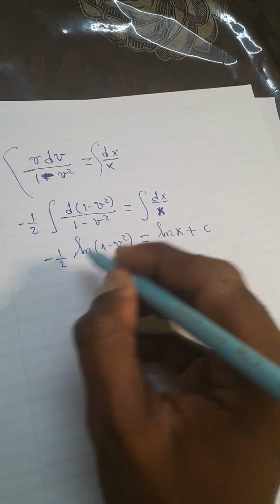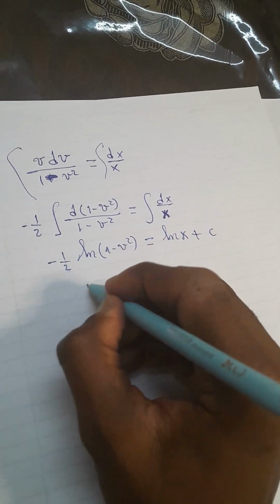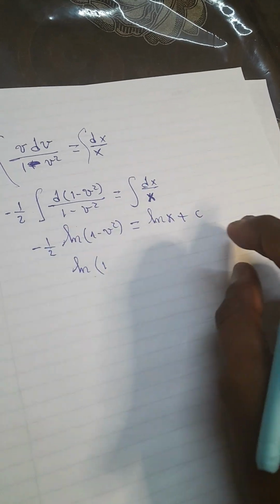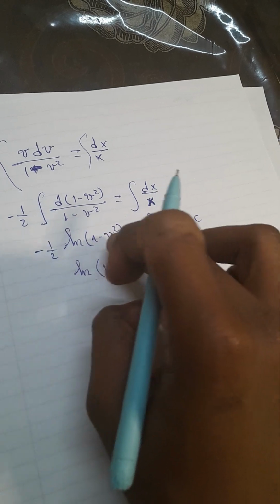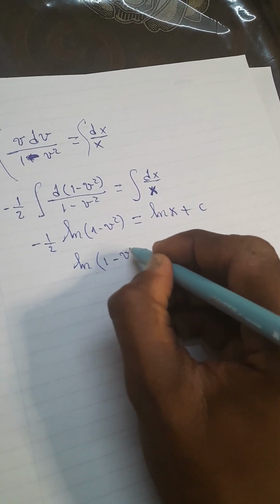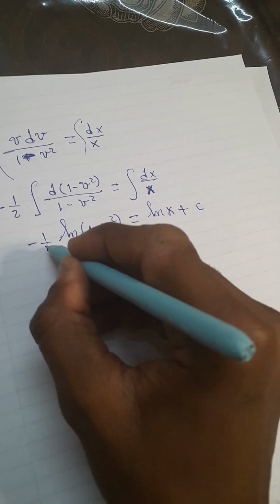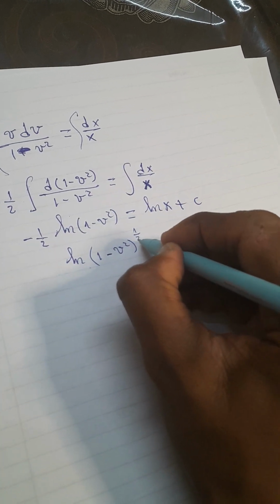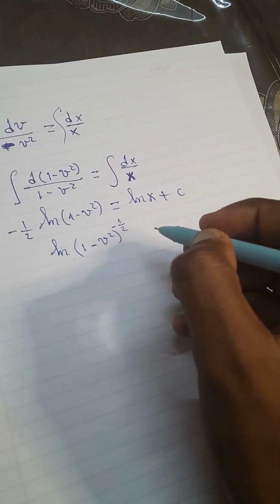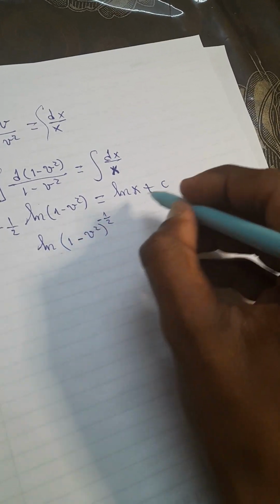Just apply some rules of logarithm if you feel like. But even if you leave it like this, it's fine. Then just substitute what v is and that's fine. But I will try to solve this. Then this minus 2 can come here. This is 1 by 2, negative.